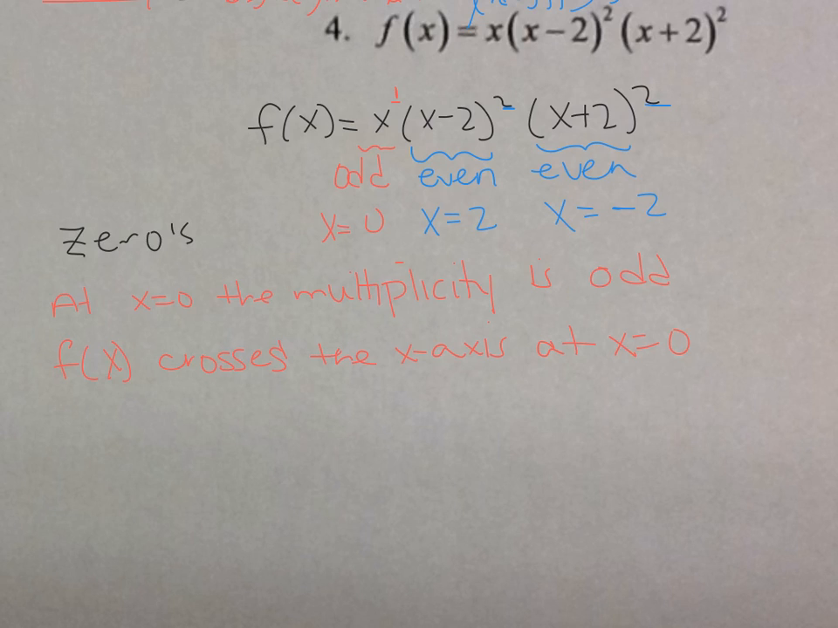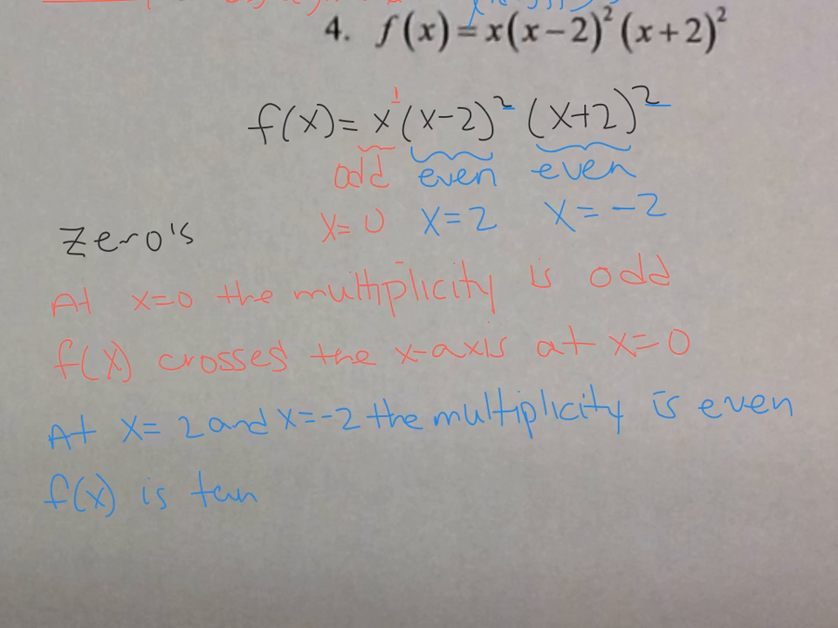All right, now let's do the even. And we have two of them. At x is equal to 2 and x is equal to negative 2, the multiplicity is even. So f of x, when the multiplicity is even, f of x is tangent to the x-axis at x equals 2 and x is equal to negative 2.